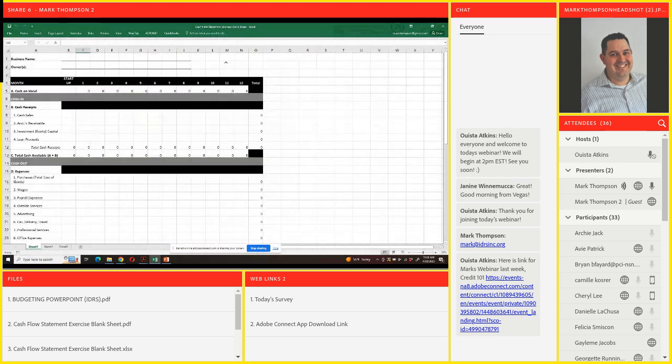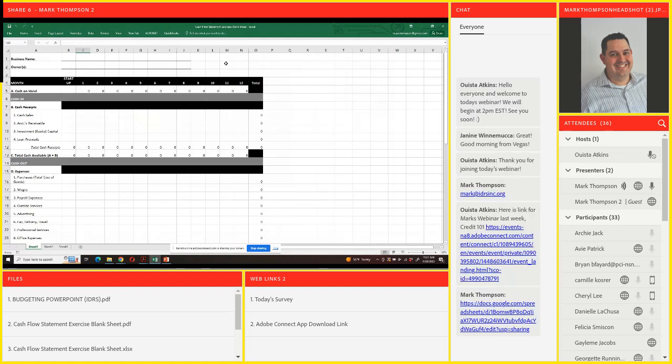I have this built in Google Sheets for you, and you can download this. You'll see the files in the lower left-hand corner under files. This is the cash flow statement exercise blank sheet. This is an Excel file. If you just wanted to print it out and fill it in by hand, I also gave this as a PDF. I actually have this in Google Sheets, so you don't have to have Excel to fill this out. Google Sheets, if you have a Gmail account, is totally free of charge. I've shared that in the chat box as well.